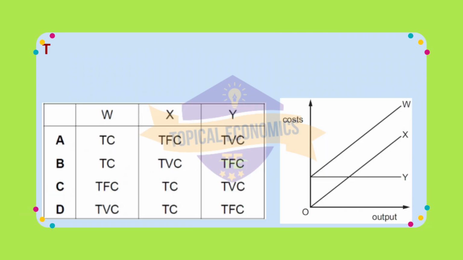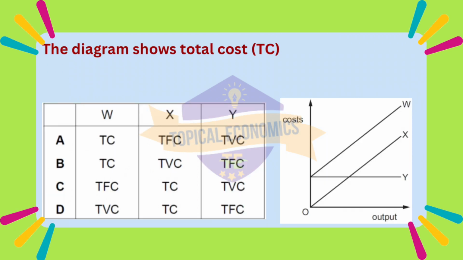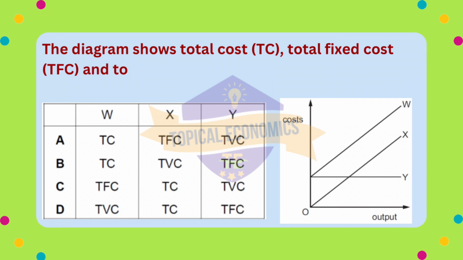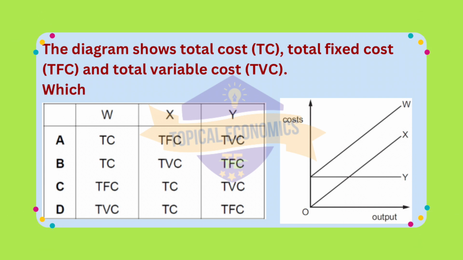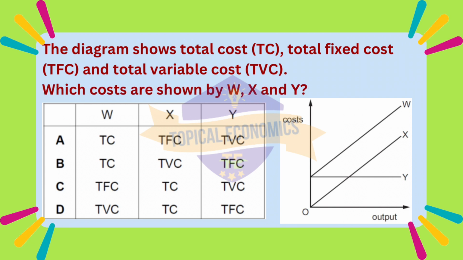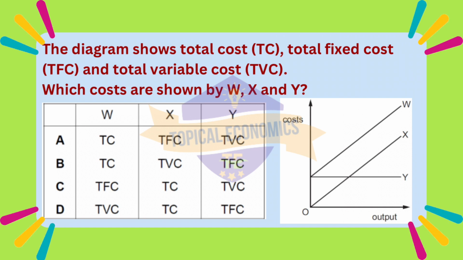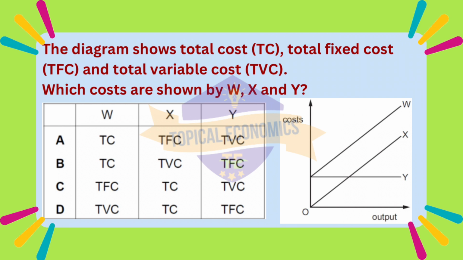Moving to question 5. The diagram shows total cost, TC, total fixed cost, TFC, and total variable cost, TVC. Which costs are shown by W, X, and Y? Reference, 2021 October-November version 3. The correct answer for this question is option B. W represents the total cost. X represents the total variable cost and Y represents the total fixed cost.